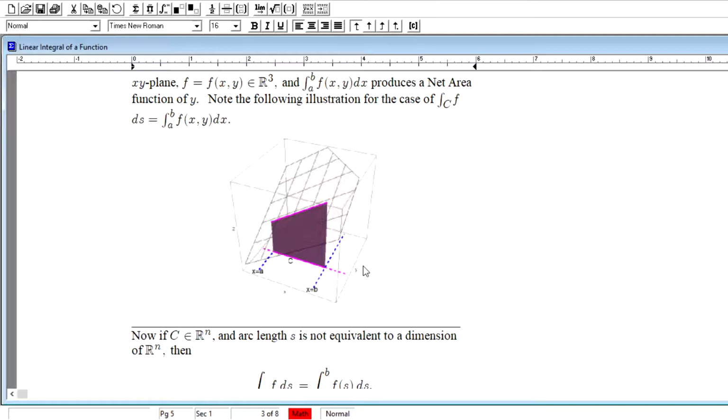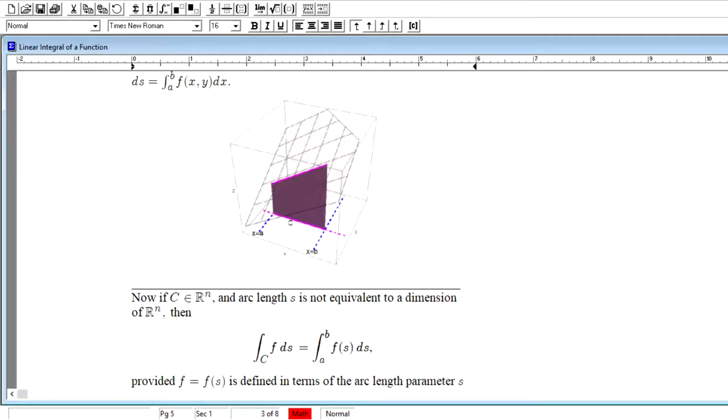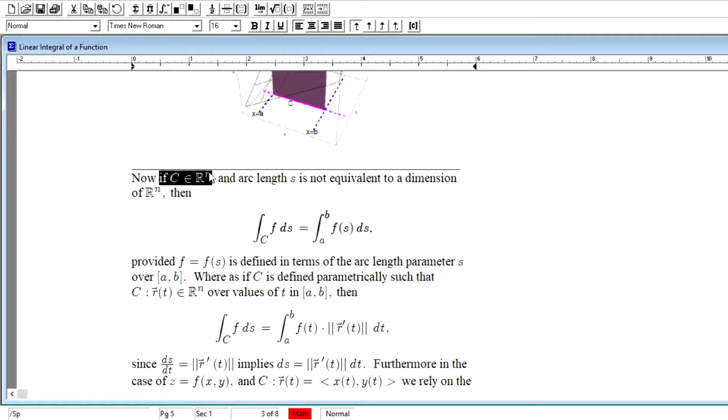It was a path that actually formed within one of the dimensions of n-dimensional space, right? What we want to generalize into now is the idea that this curve C doesn't always form such that the arc length S is equivalent to one of the dimensions of this space. S doesn't have to be equivalent to either x or y in value when considering this linear integral operation. What we are going to consider now is if curve C is contained in n-dimensional space and we have the case where arc length S is not equivalent to a dimension of R sub n.